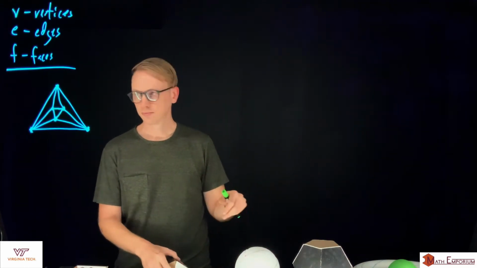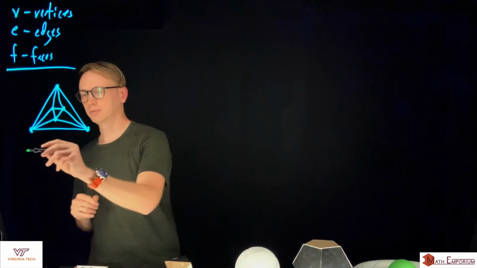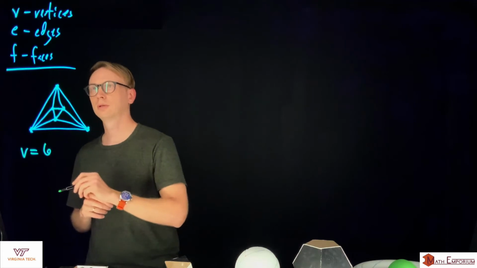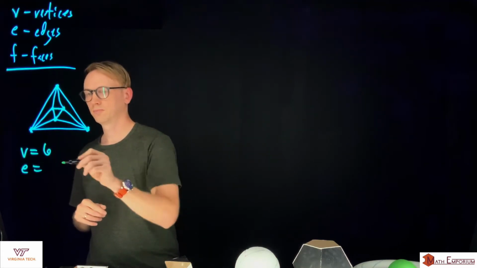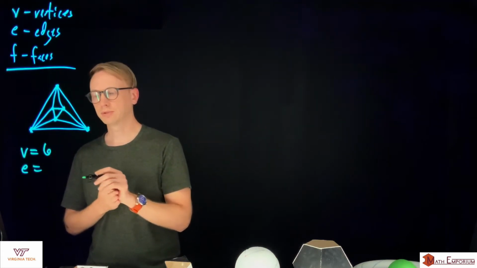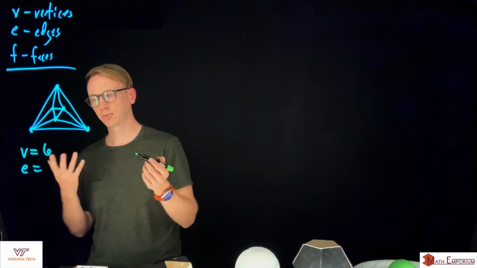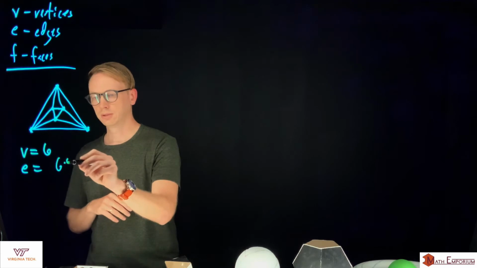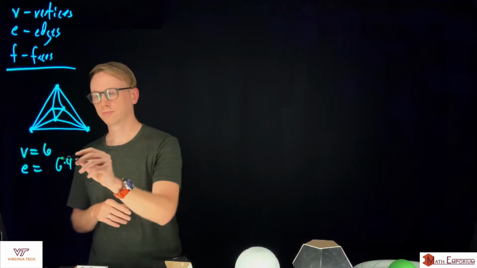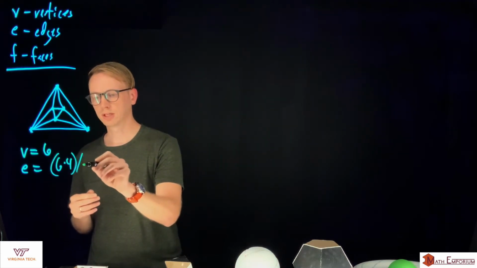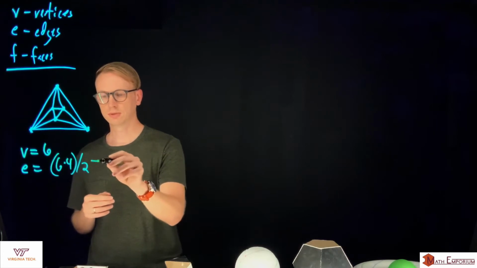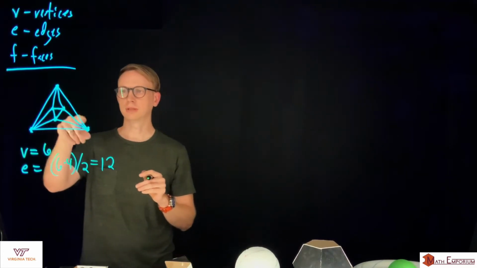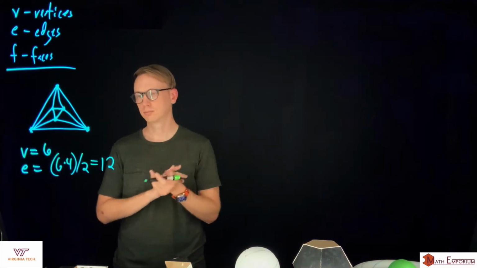Let's count how many vertices we have. In this case, we have 1, 2, 3, 4, 5, 6 vertices. Edges: you could just count them, but here's something you should start practicing. We have 6 vertices of degree 4, so if you add up the degrees, we get 24. To get the number of edges, we just divide by 2. So 24 divided by 2 is 12, which is way more pleasant to me than counting the edges. You could, but you don't need to.